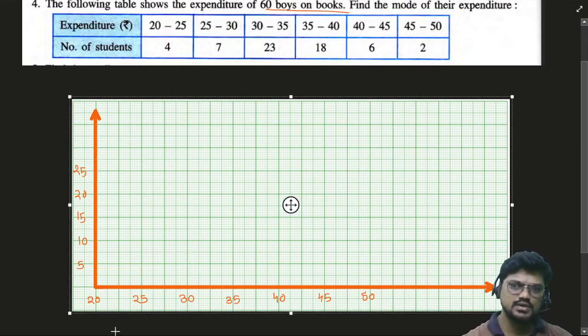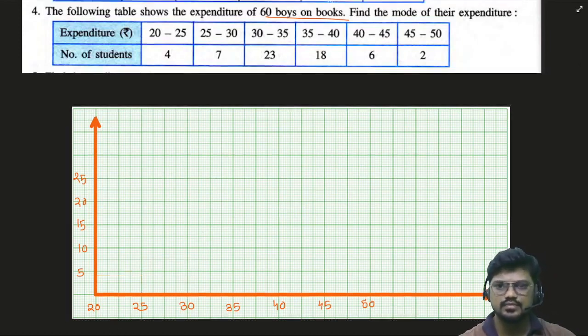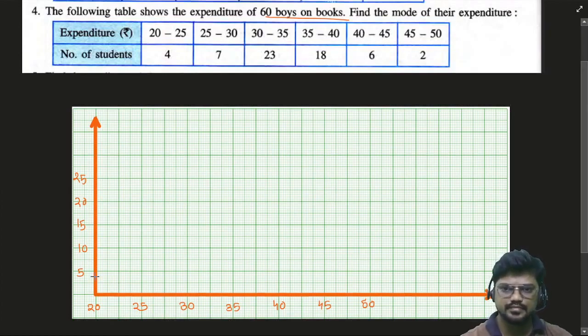We'll make thick lines. First it is 4. After that it is 7. After that it is 23. So 23 will come somewhere over here.